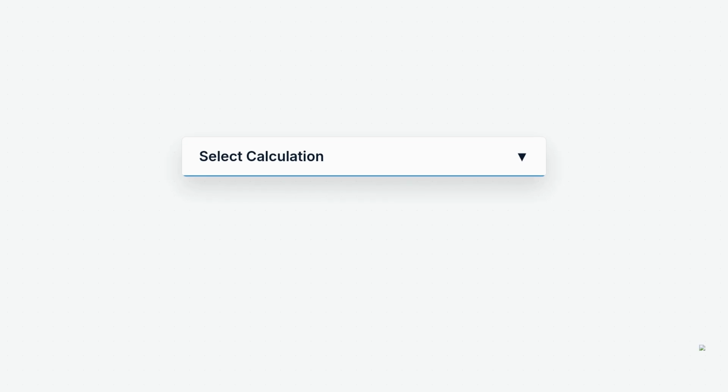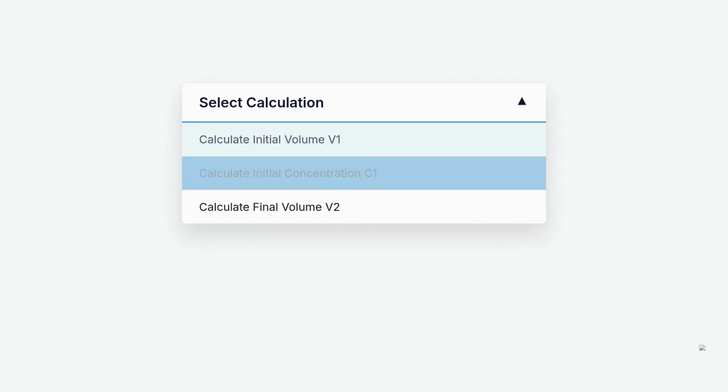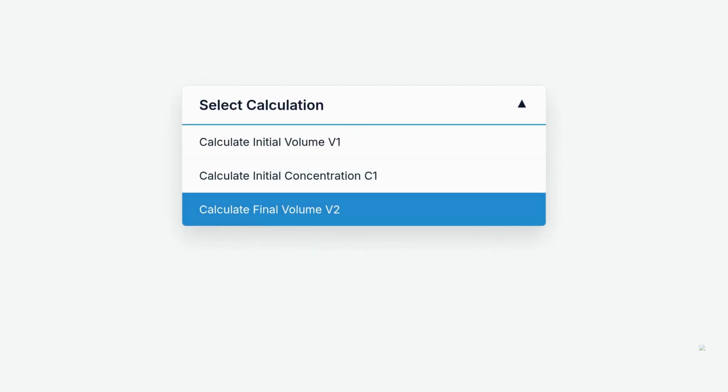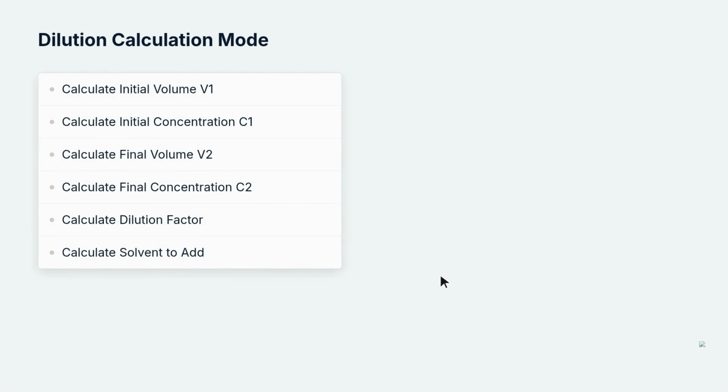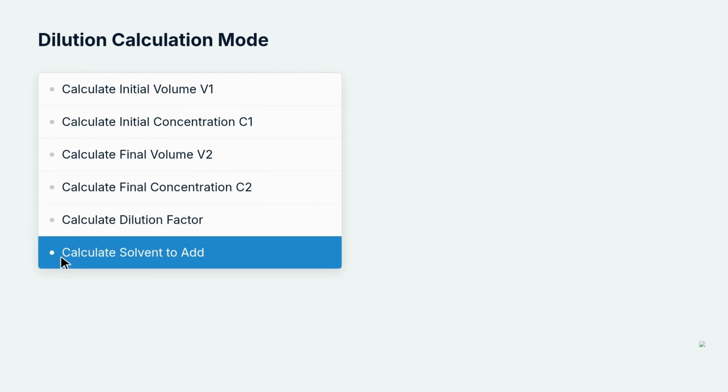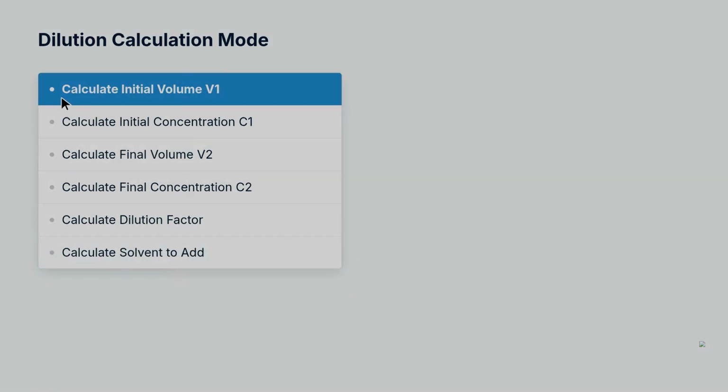Calculate initial volume V1, calculate initial concentration C1, calculate final volume V2, calculate final concentration C2, calculate dilution factor, or calculate solvent to add. I'm using calculate initial volume V1.